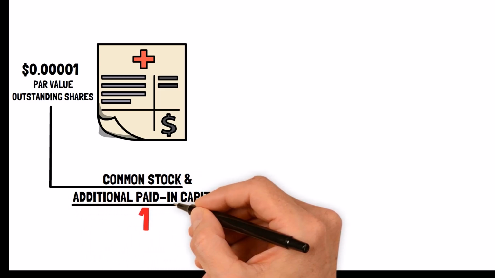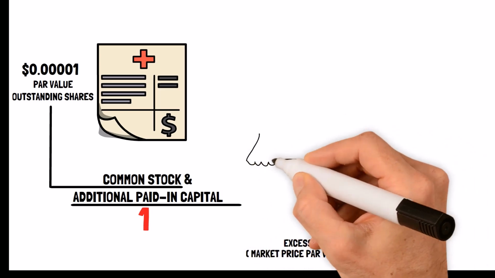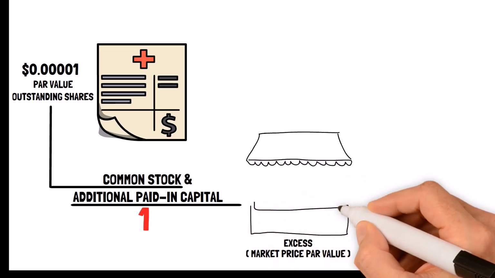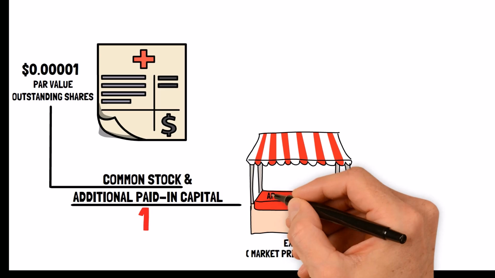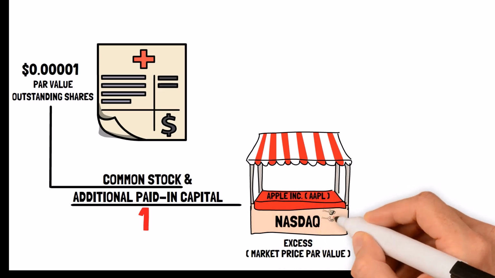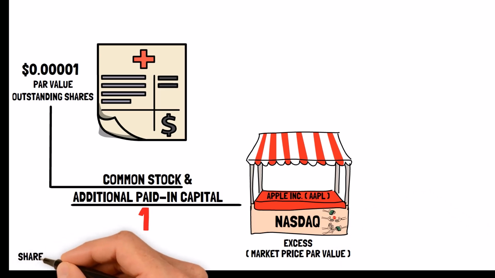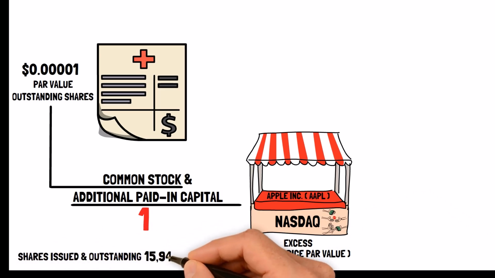Moreover, the additional paid-in capital represents an excess of the market price over par value, meaning the surplus paid by investors on top of the par value of a stock issue. For example, when Apple stock is bought on Nasdaq, in 2022, the company had shares issued and outstanding of close to 16 billion shares.